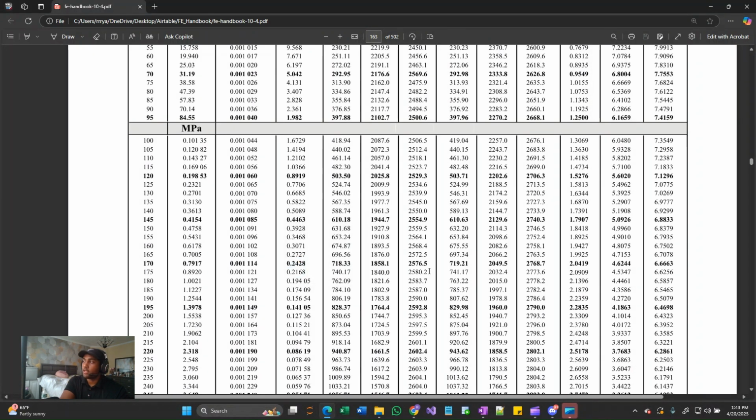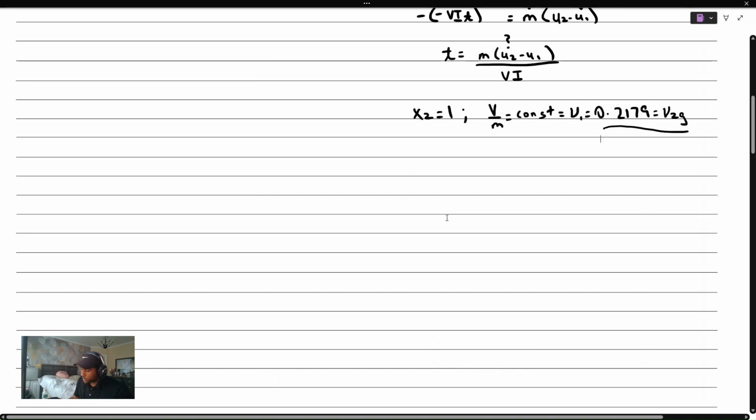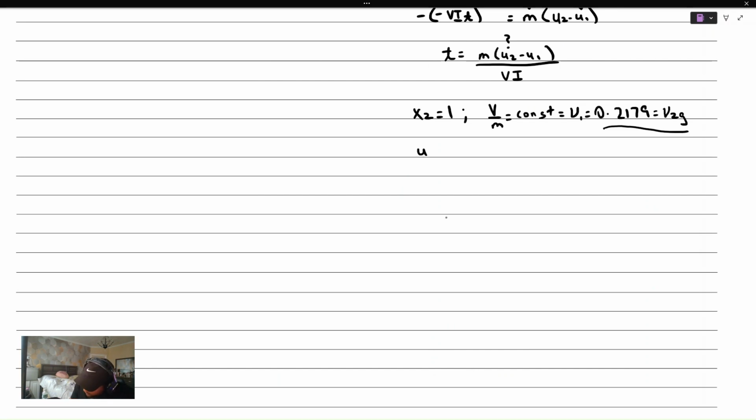We're just going to grab this 2580. That 2580 is just the specific internal energy of a saturated vapor, and it's pretty close to what we would get if we interpolated. So we're going to use that, save some time here. We know that the specific internal energy of a saturated vapor is approximately 2580 kilojoules per kilogram.